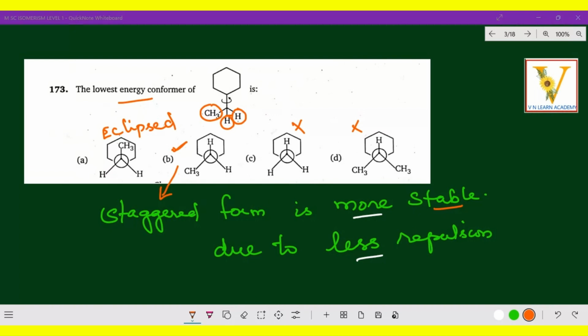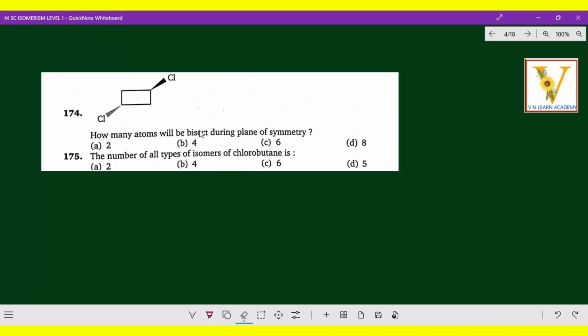Come on, let's go to the next question. Atoms that will be present bisecting the plane of symmetry. In that molecule, how many atoms are present?